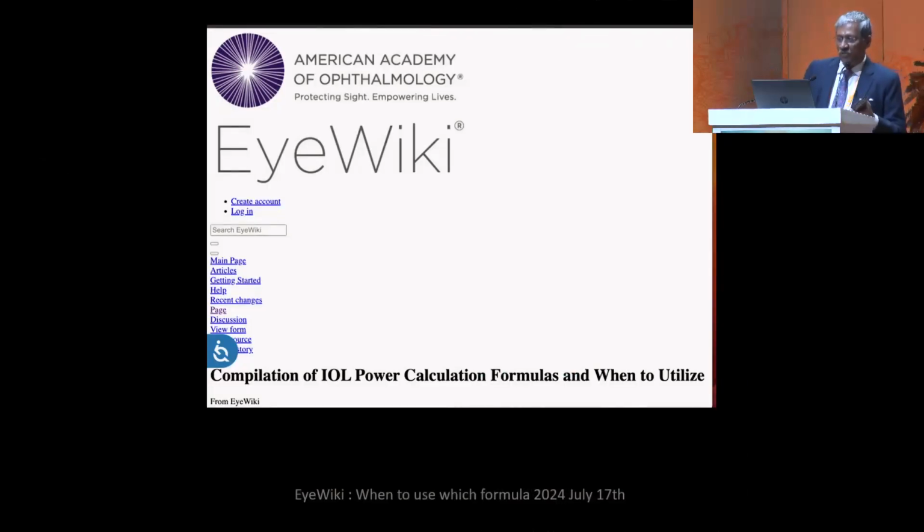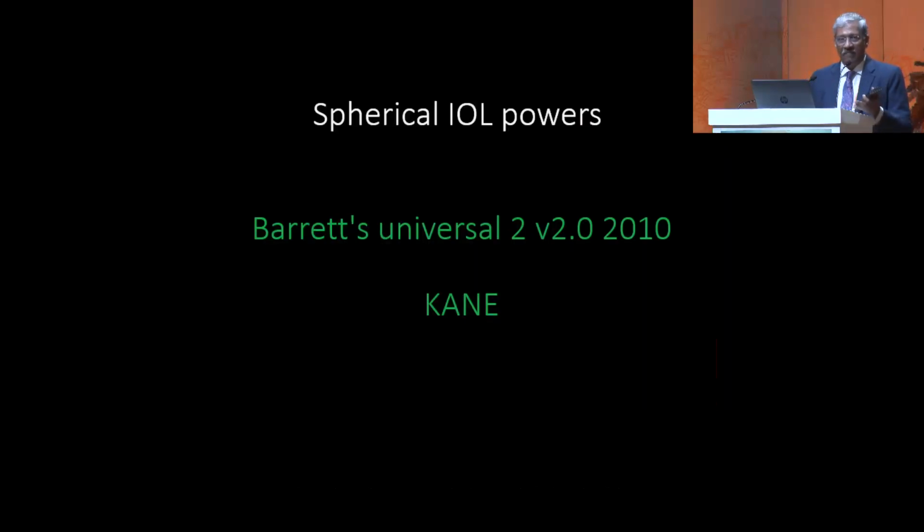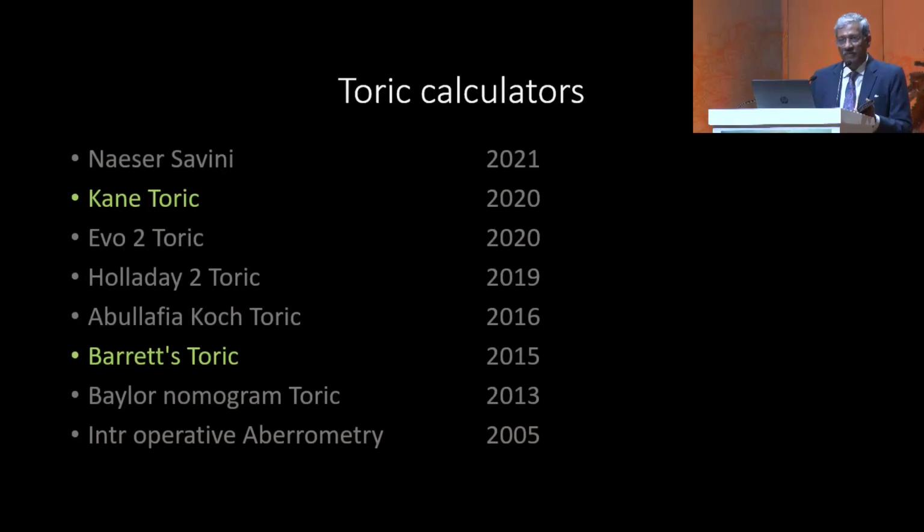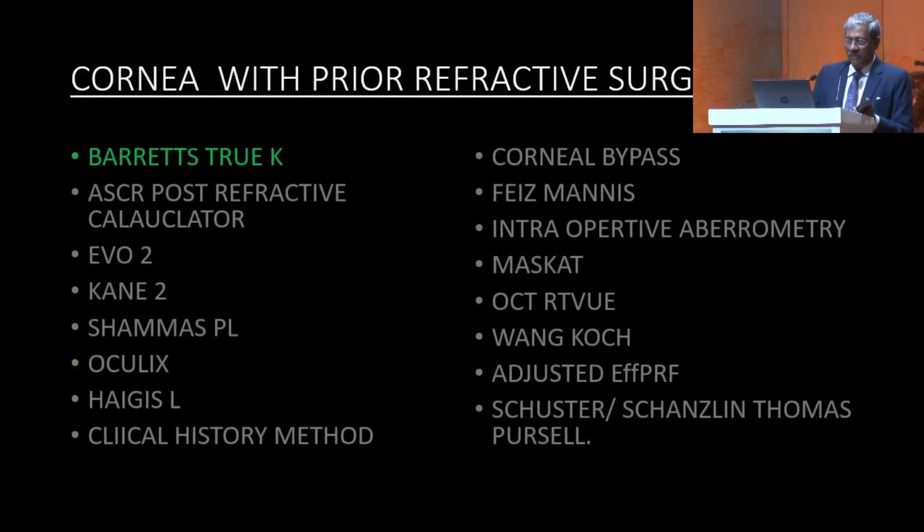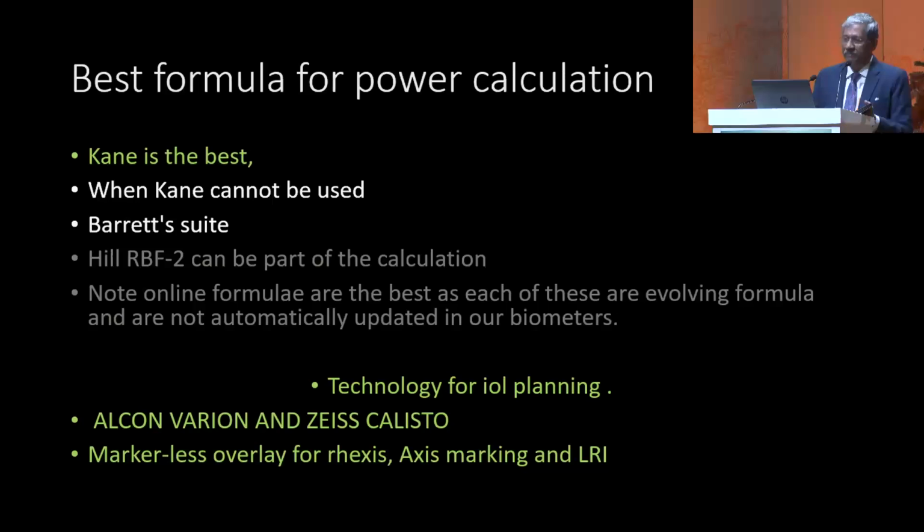In July 2024, there's a compilation of IOL power calculation formulas and when to utilize them in iWiki, and it made our work much easier. So for all spherical IOL power calculations, please use Barrett Universal 2 or the Kane formula. Among the various toric calculators, Kane toric and Barrett toric give you the best results. In corneas with prior refractive surgery, please choose Barrett's TrueK formula.